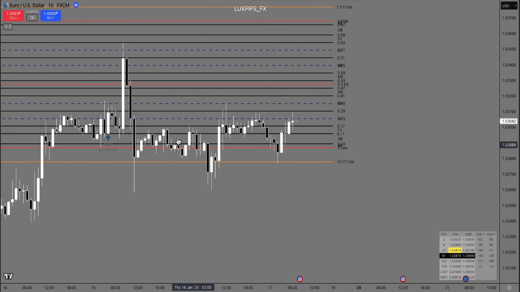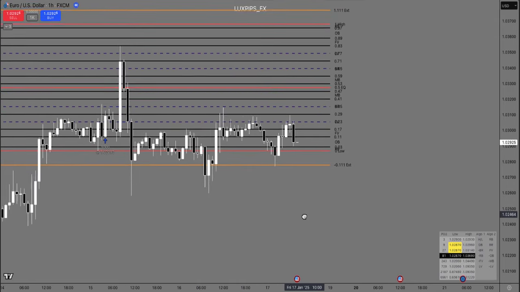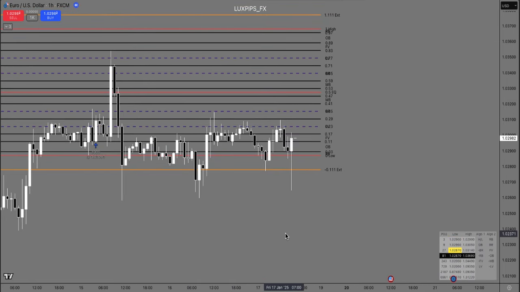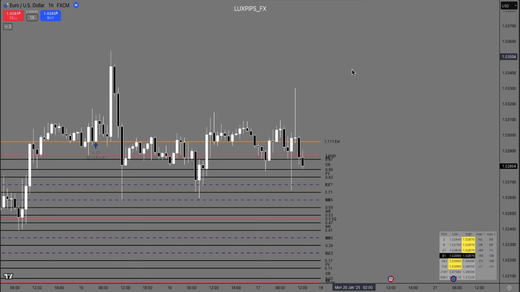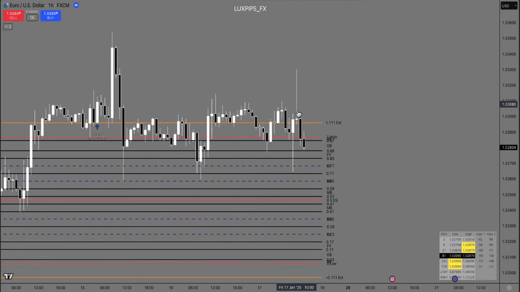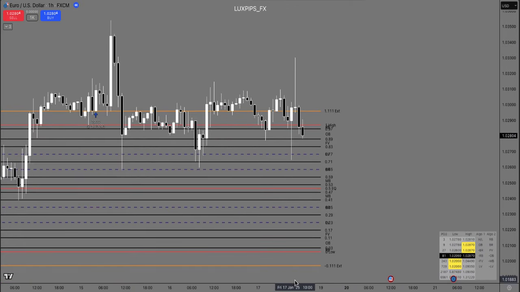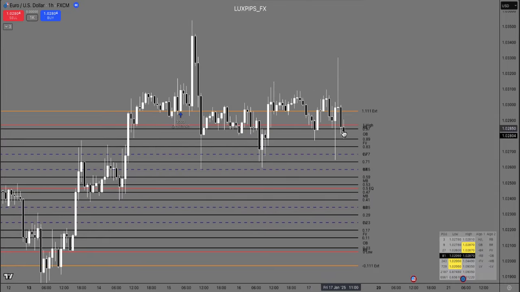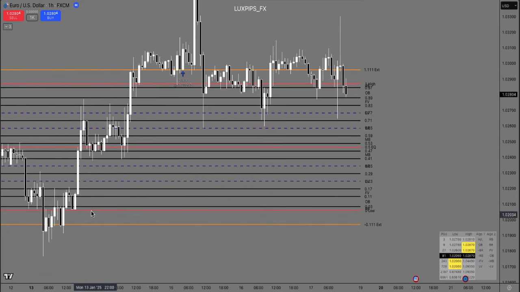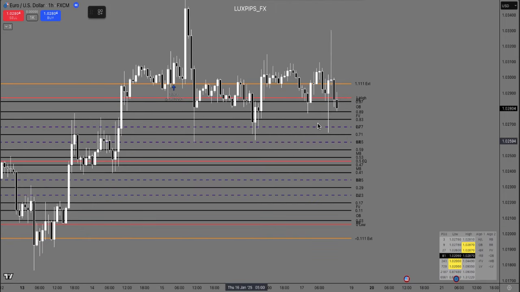Testing the extension, still consolidating this little area right here. Oh, so there we go. We got a touch of the EQ here. Looks like I paused it too late though, and we got a rejection from it anyways. So it looks like a bearish bias is forming, right? It's like buy side curve, sell side curve, like this.